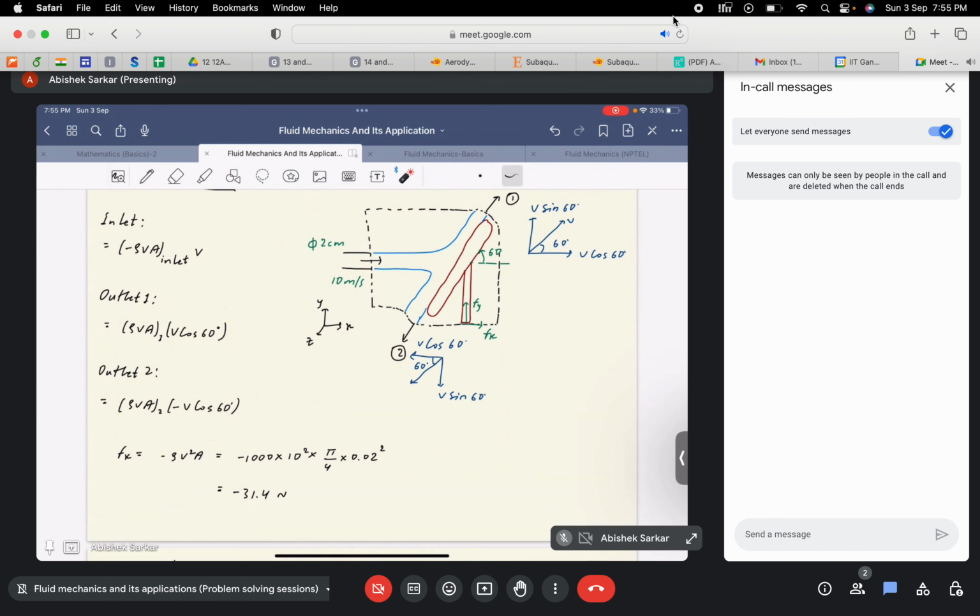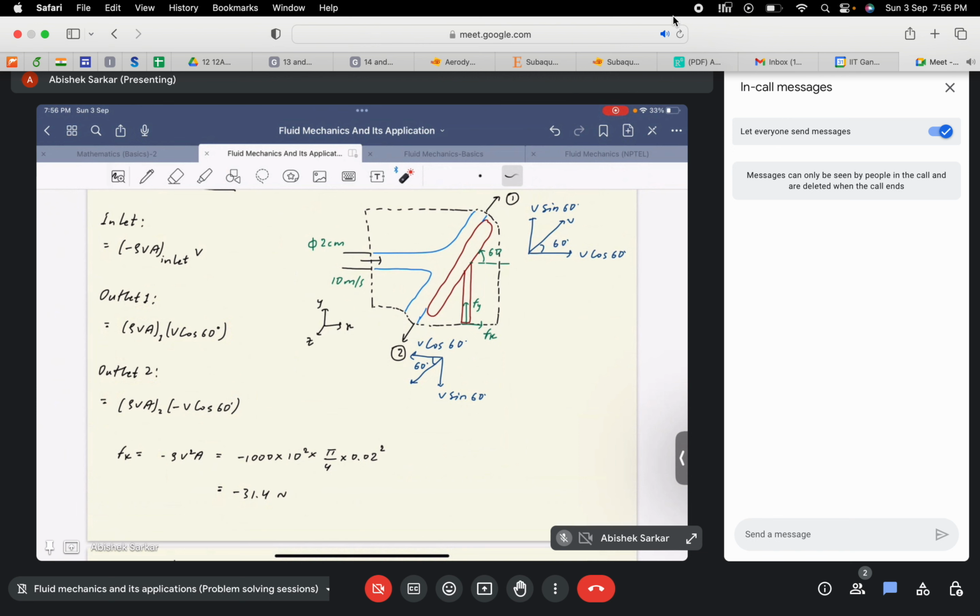So these two terms will be cancelled out, and the only term that would remain is the net momentum flux at the inlet. So Fx will be given as minus rho V squared A. Again, we are not considering pressure in this case. And considering the flow to be steady, there will be no time derivative term. So Fx would be equal to only minus rho V squared A, which gives us minus 31.4 Newton.